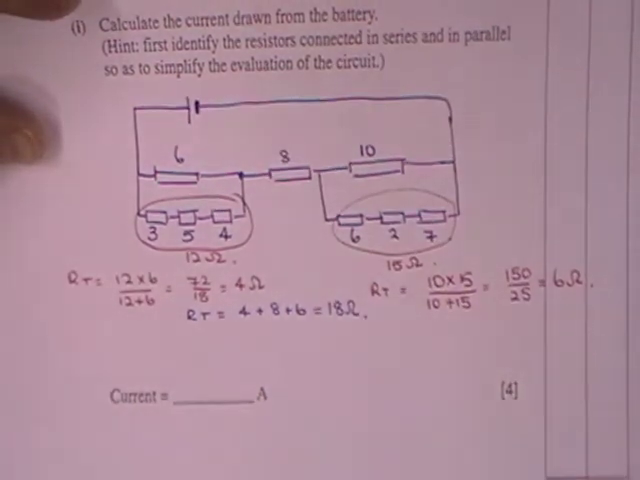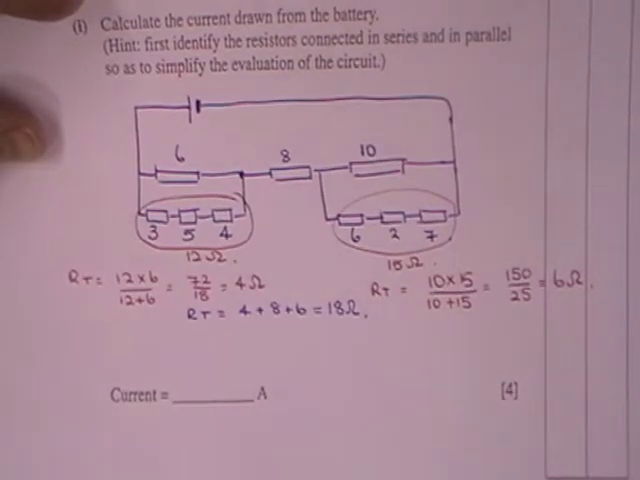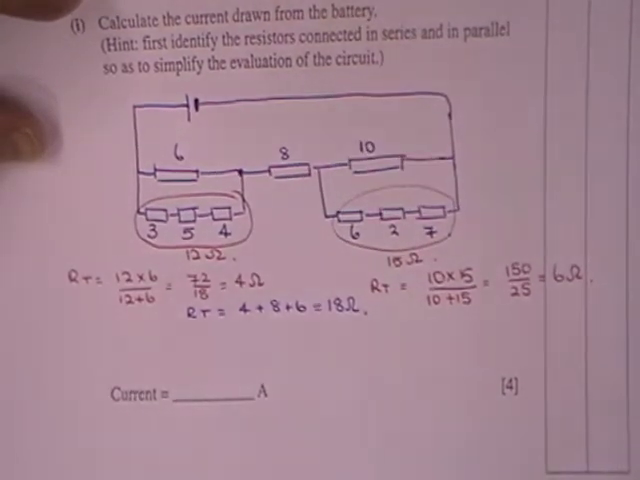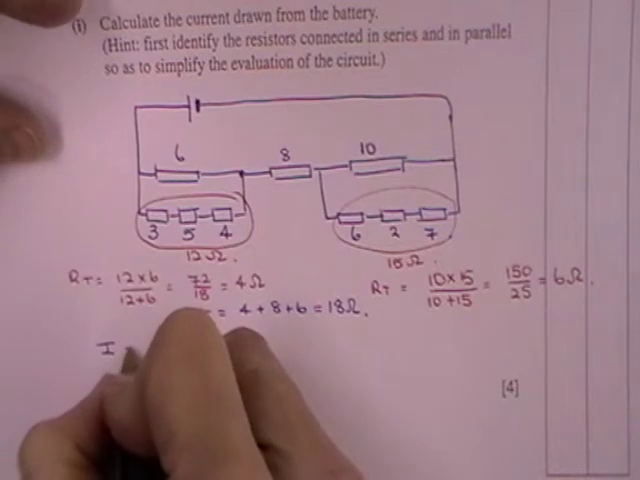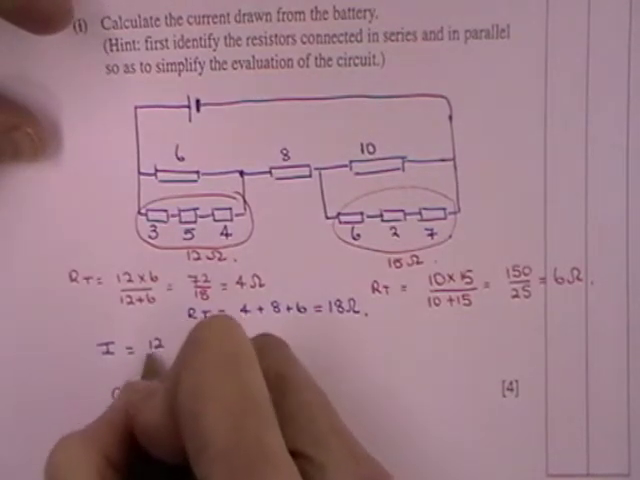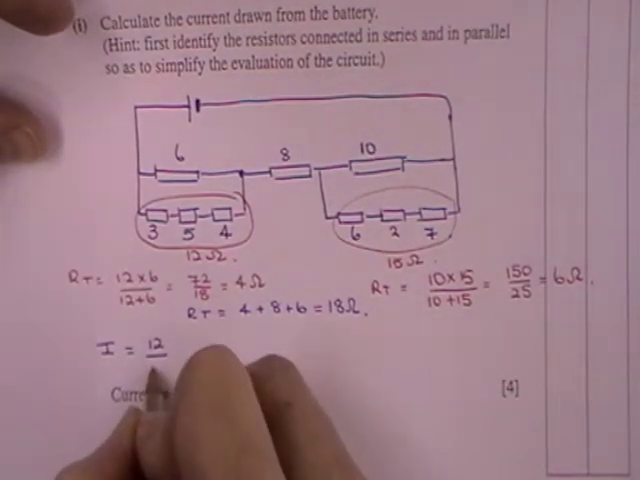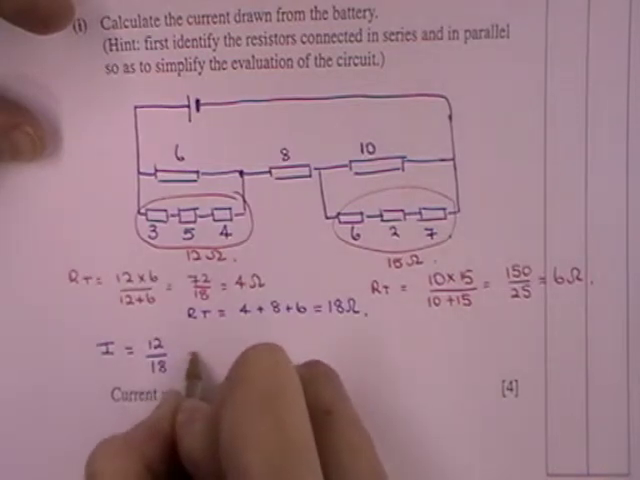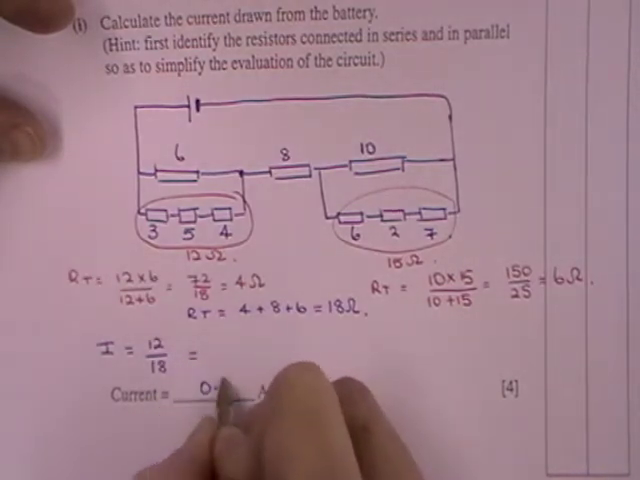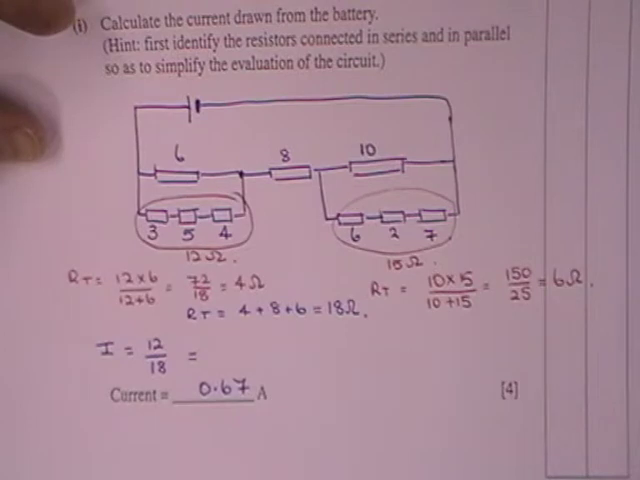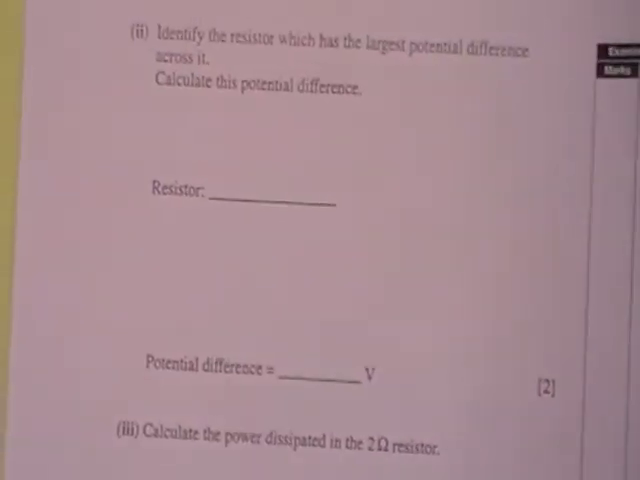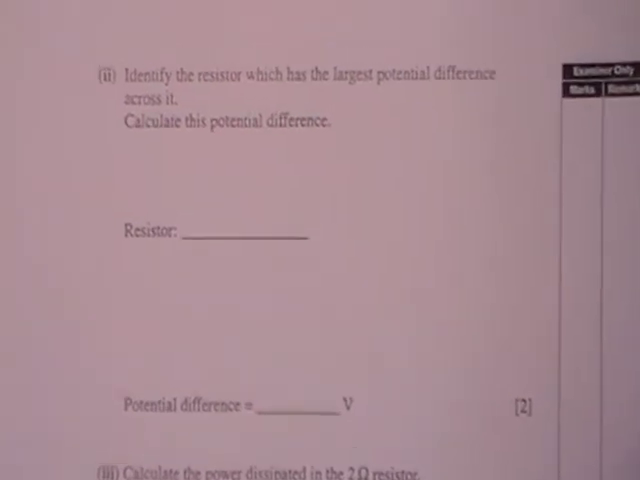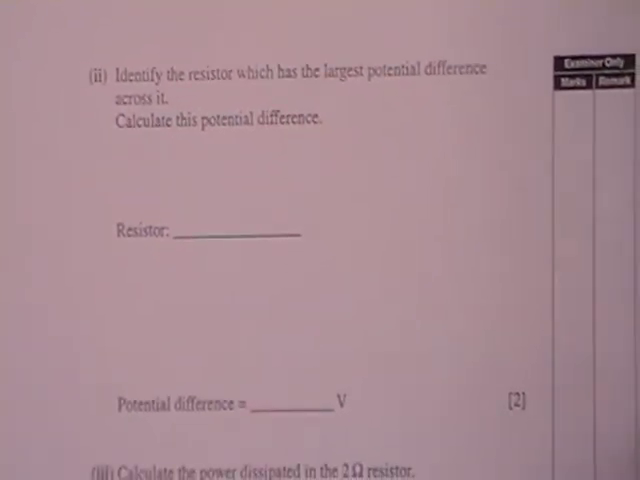Now, that isn't even the answer. The answer then is going to be the current, but life is much easier now. We know that the voltage of the battery was 12 volts. The resistance is 18, and therefore our answer is 0.67 amps.